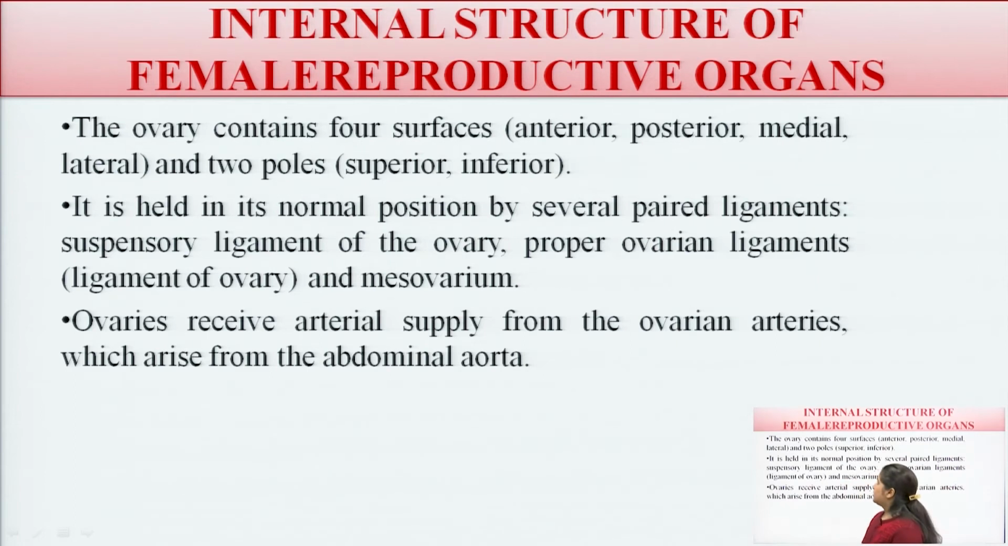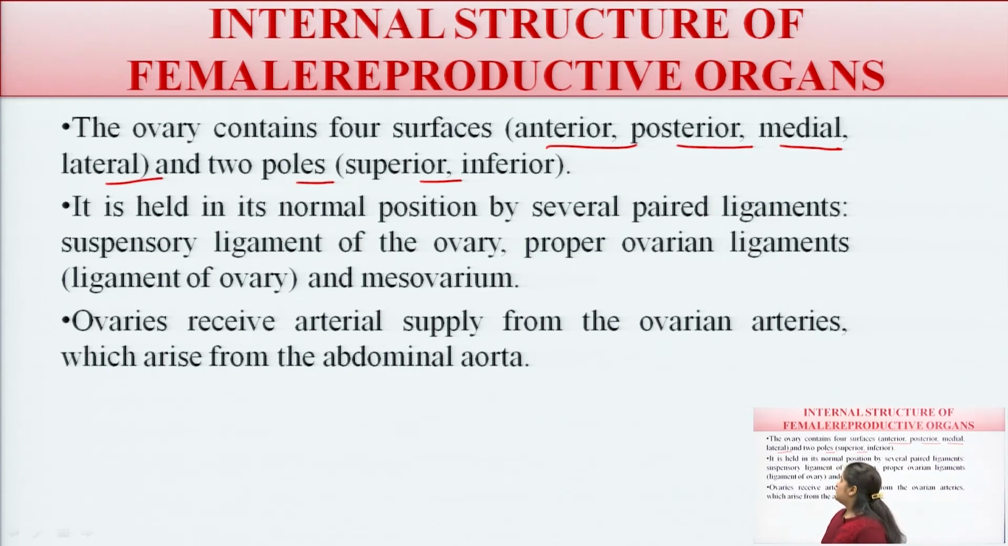Now, the ovary contains four surfaces: anterior, posterior, medial and lateral, and there are two poles, the superior and the inferior.